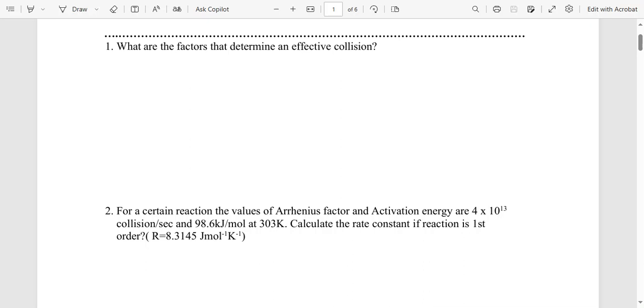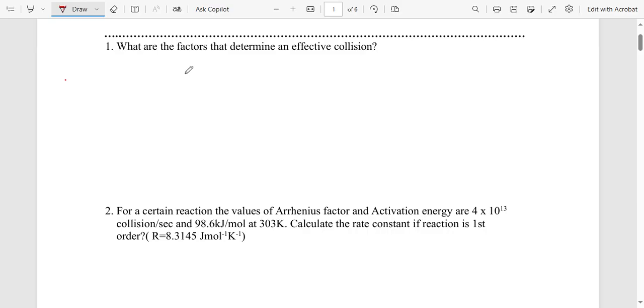Revise the topic and the tutorial sheet questions. The first one is asking: what are the factors that determine an effective collision?